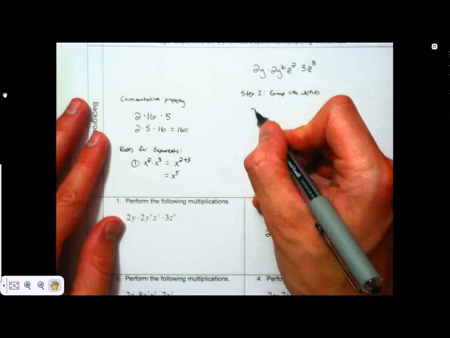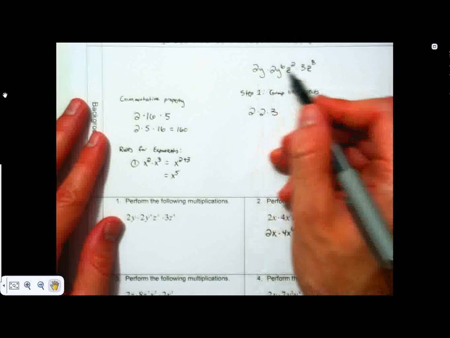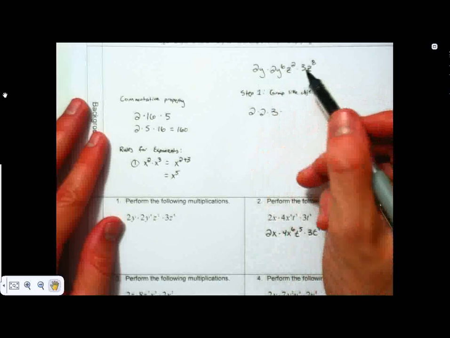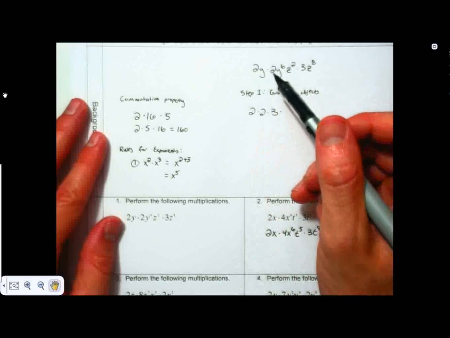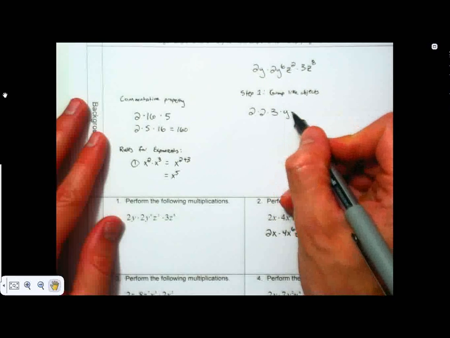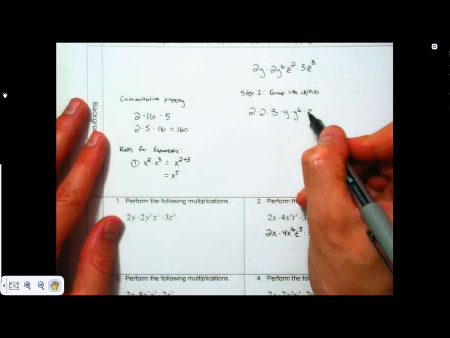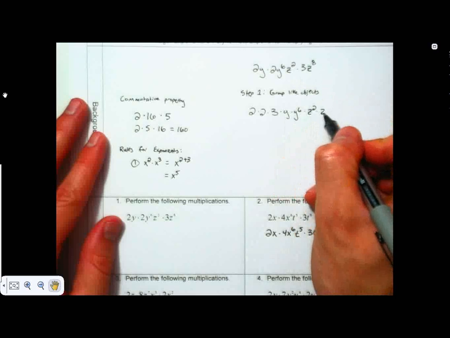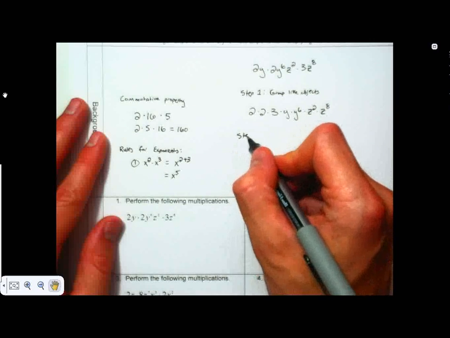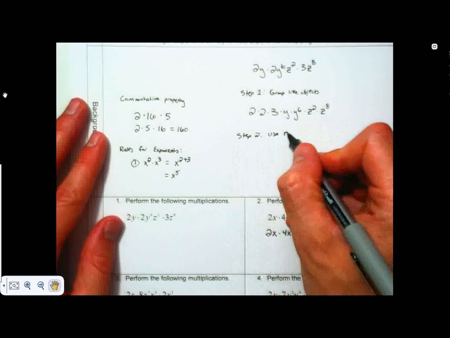So I've got 2 times 2 times 3. I'm just picking off all my numbers. Then I could put the y's or the z's. It really doesn't matter, but since I see the y's first, I'll do the y's. So I've got y times y to the 6th. And then I've got z squared times z to the 8th. And then step 2 is to use rules for exponents.